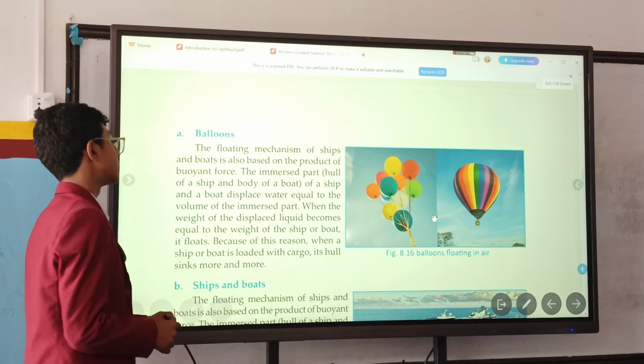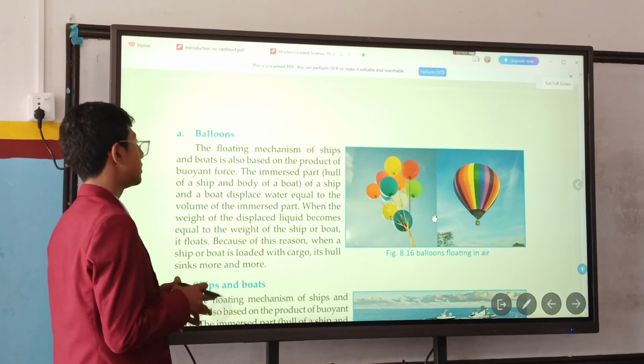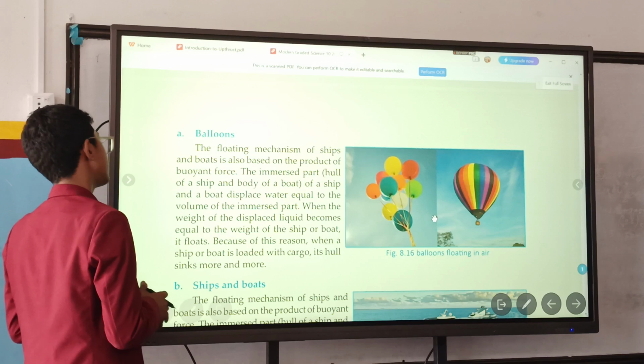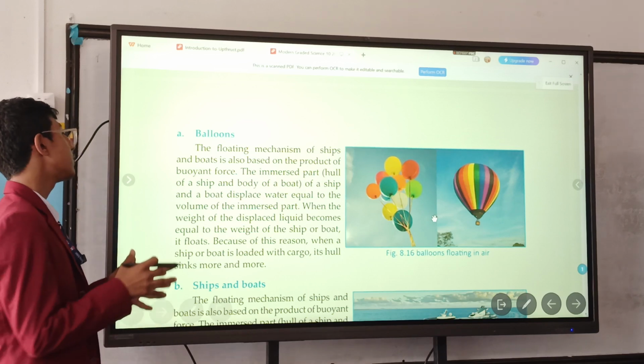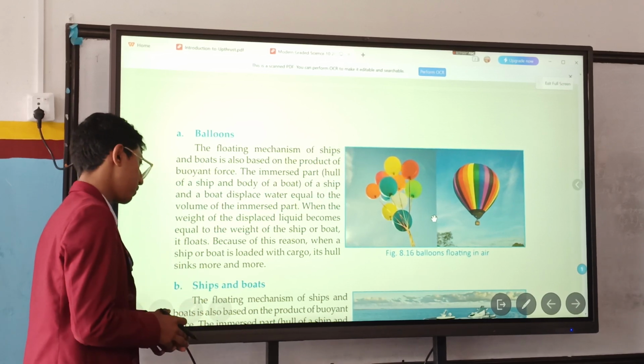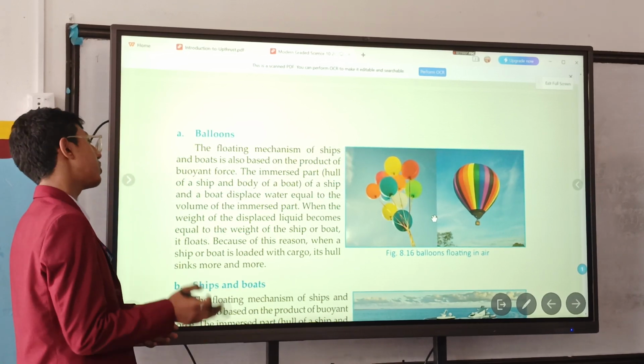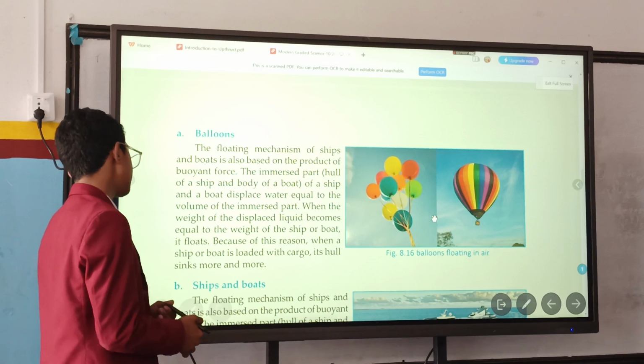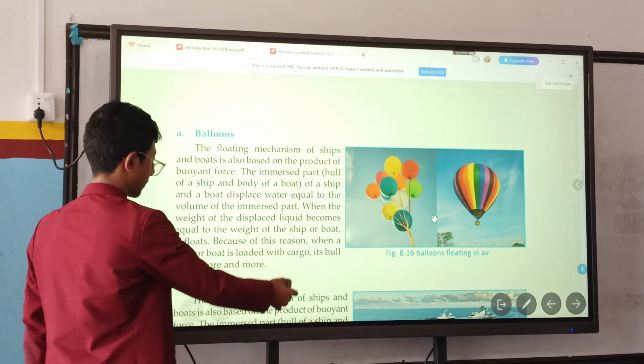When the lower part of the ship is immersed in water, it displaces a volume of water equal to the volume of the immersed part. When the weight of the displaced liquid becomes equal to the weight of the ship or boat, it floats. For this reason, when a ship or boat is loaded with cargo, its hull sinks more and more.